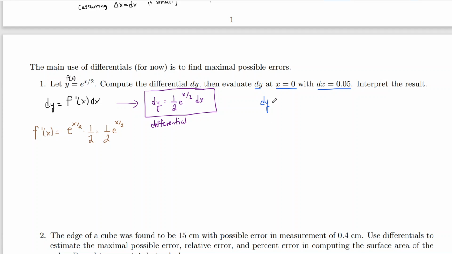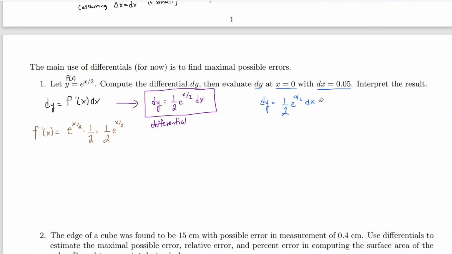Now, one thing to keep in mind here is that when we're talking about dx, it has nothing to do with x itself. dx is its own number. It's representing the change in x. So when we see dx, we don't say d of 0 or d times 0 or anything. dx and x are completely separate. All right, so let's go ahead and do it. We have dy equals 1/2 e to the 0 over 2 times dx.